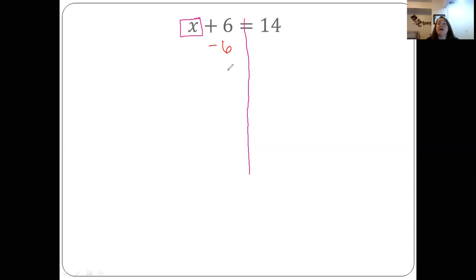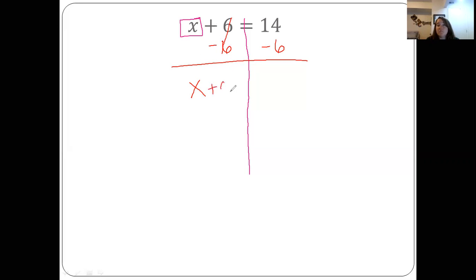But remember, we have to do it to both sides. So I'm going to go on the other side of my equation line. And there's only a 14 over there. So luckily, those are like terms. I can subtract 6 from there as well. So there was the one step I was doing. So the x, I did not change. I did not do anything to the x. I did subtract 6 from a positive 6, which ends up being 0. So 6 minus 6, they will cancel out to be 0.